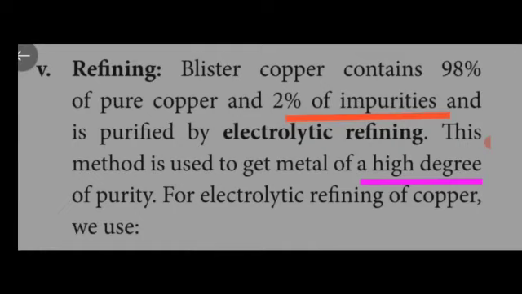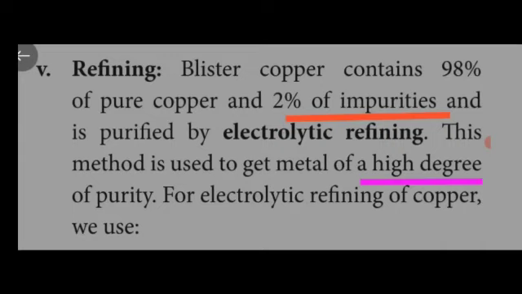The fifth step is refining. The blister copper contains 98% pure copper and 2% impurities. This is called blister copper, and it is purified by electrolytic refining. Fifth step, electrolytic refining.